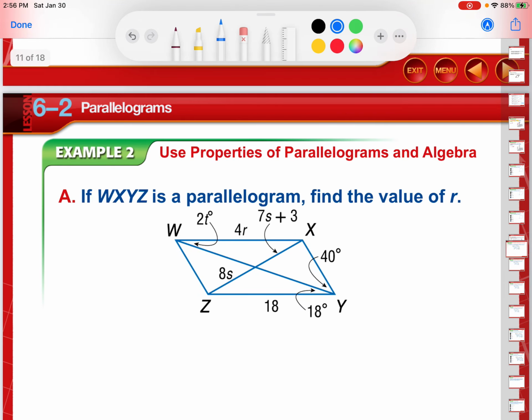So if WXYZ is a parallelogram, find the value of R. We know ZY is 18, which means WX is also 18. So we can set 18 equal to 4R. So 4R equals 18 degrees. Divide by 4, and R would equal 4.5.